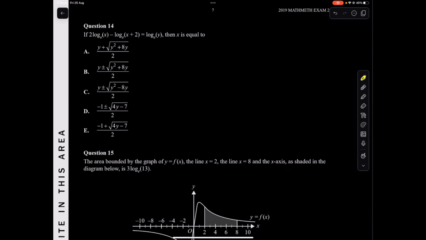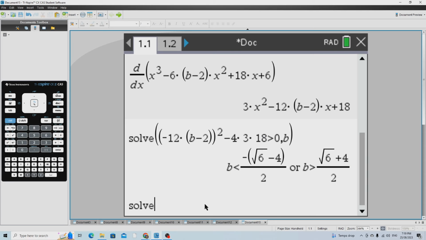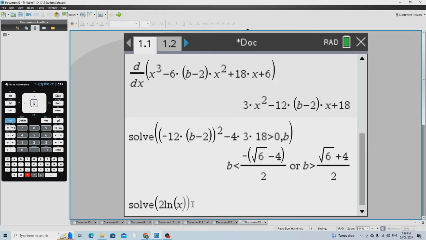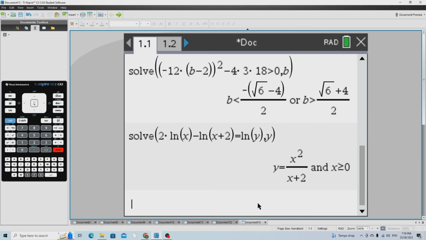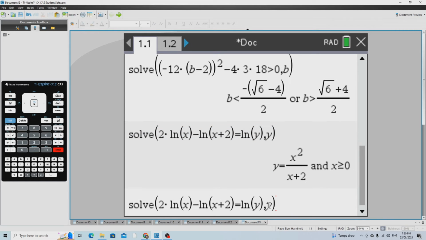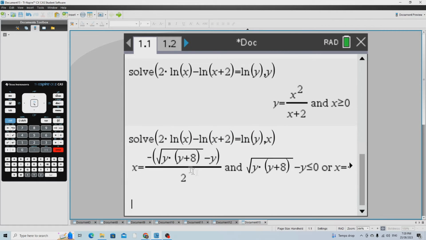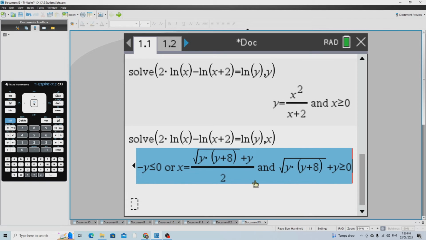Question 14. If 2 log e x minus log e x plus 2 equals log e y, then x is equal to what? Very nice and easy. Just solve in your calculator. I'm going to do it quick by writing natural log x minus natural log of x plus 2 is equal to natural log of y. And we want to solve for y. Oh, what did I do? Oh, no, solve for x. Okay, solve for x. So we take this and put for x. And we get, okay, we get 2.